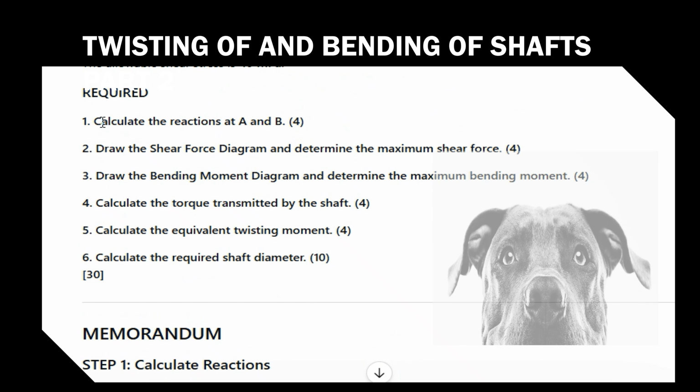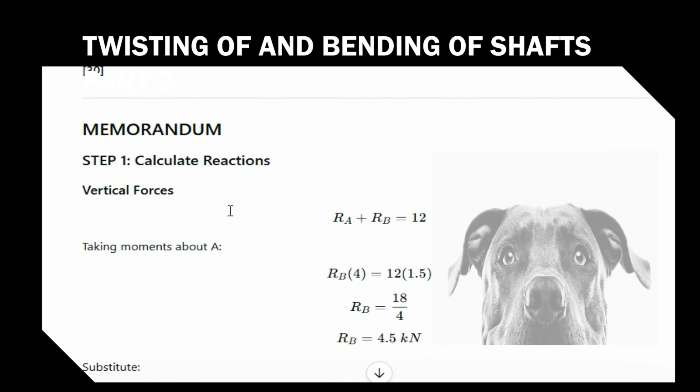We are going to calculate the reactions at A and B. You can calculate reactions by applying the law of moments. Sometimes you can say anti-clockwise moments equal clockwise moments. Here, we took our moments about A. RB multiplied by 4 equals 12 multiplied by 1,5. RB equals 18 divided by 4. RB equals 4,5 kilonewton.